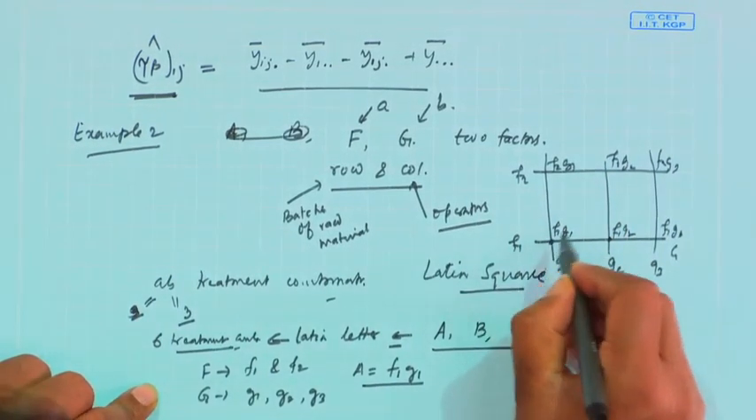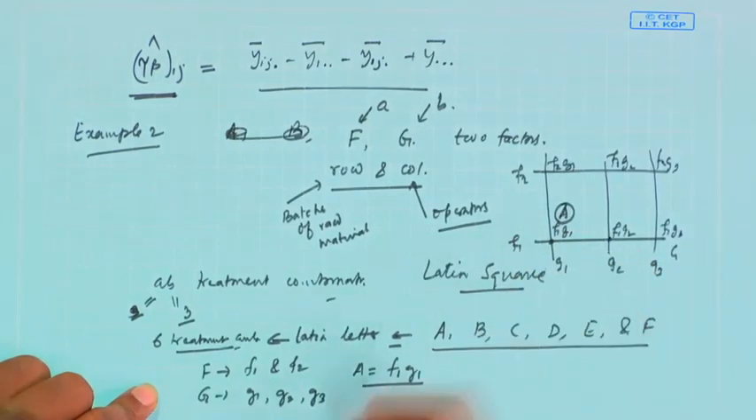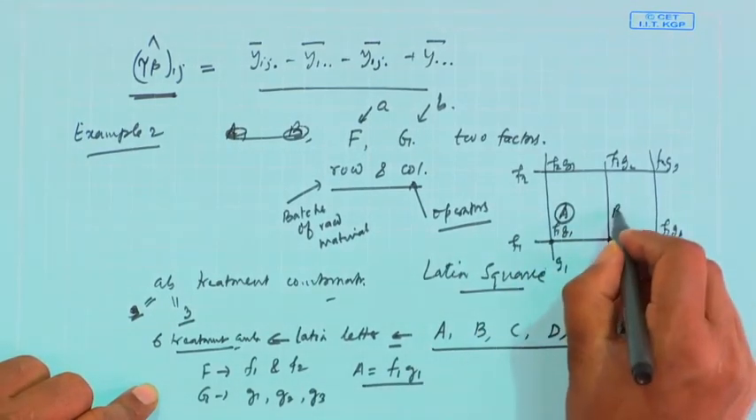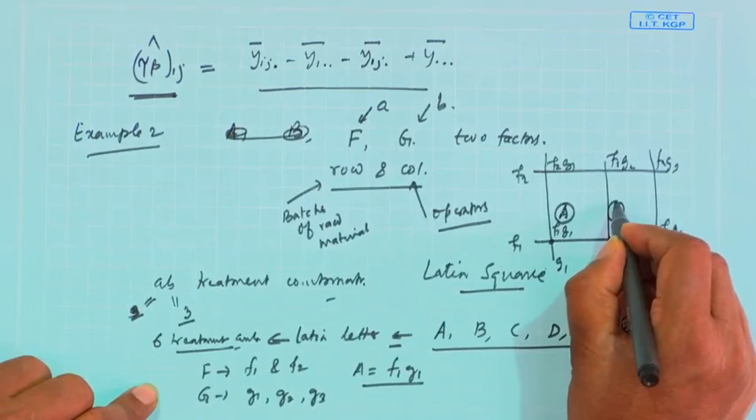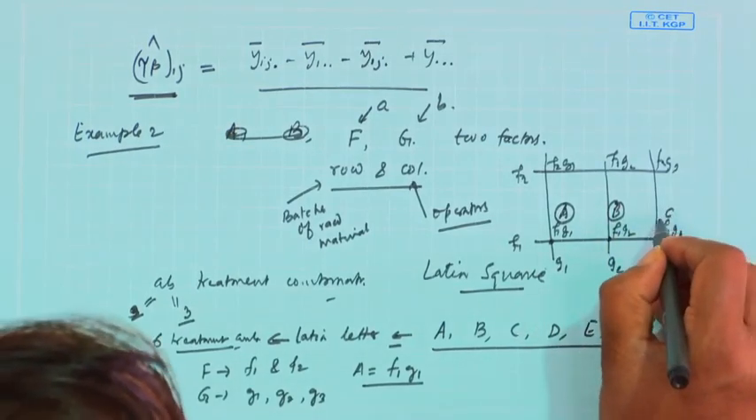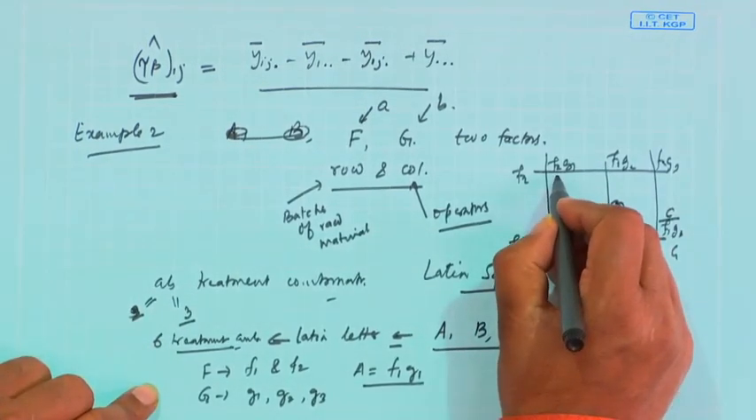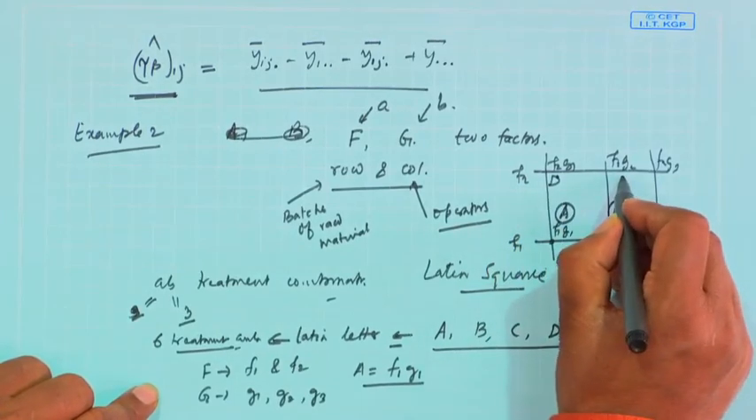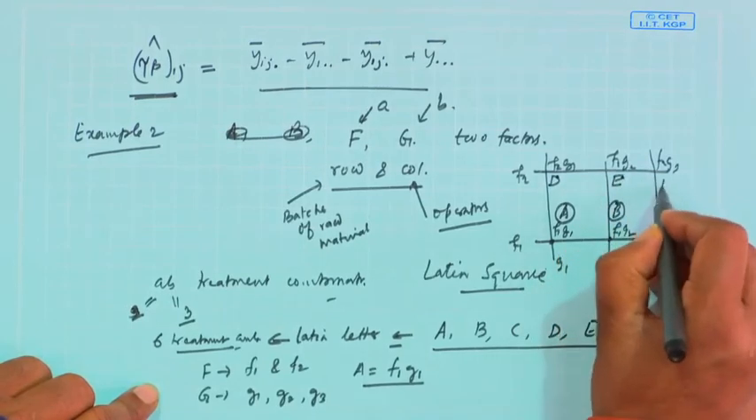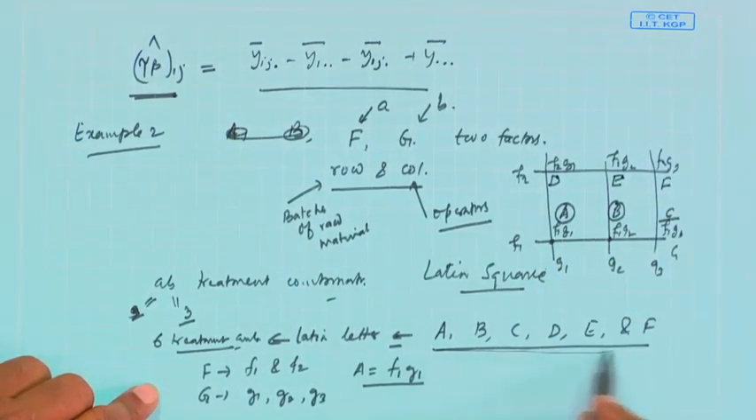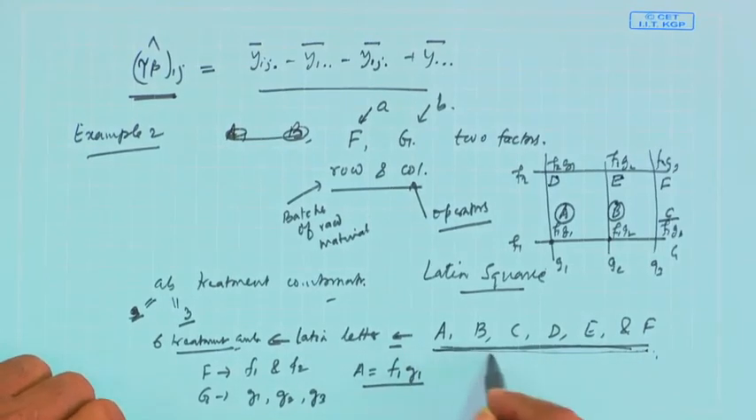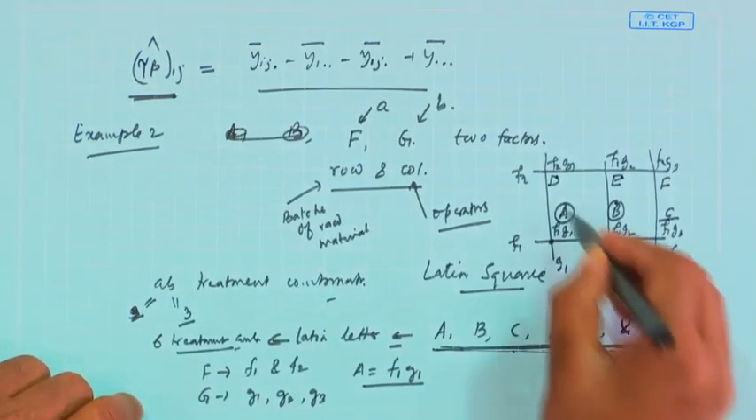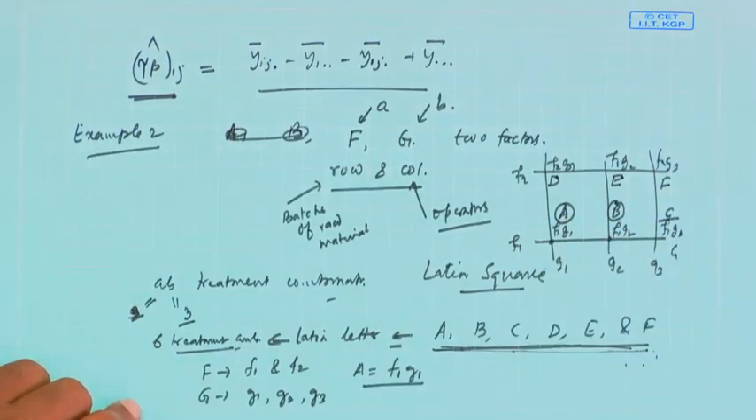So, we are saying this combination is denoted by A, suppose F1 G2 denoted by B and F1 G3 denoted by C, F2 G1 denoted by D, F2 G2 denoted by suppose E, and this one is F. So, these Latin alphabets, A, B, C, D, these are used for this treatment combination.